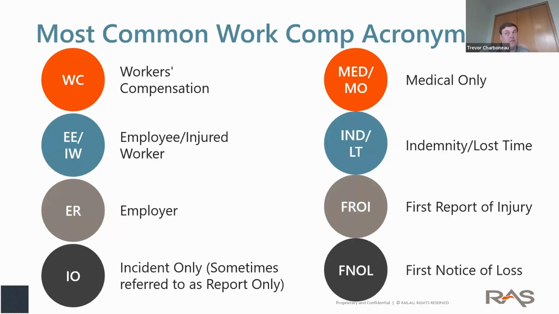Now we're moving to the three different types of claims in workers' compensation. The first one that I want to talk about is just incident-only claims or IO claims. These are often referred to as report-only claims as well, or RO claims. These are the claims where there's been no medical paid on these workers' compensation injuries and no lost time paid. So if there's no payment on your claim, that claim is going to be chalked up as an incident-only file.